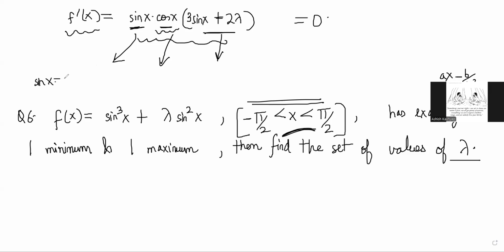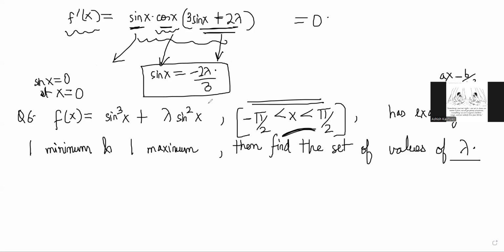Sin x could be 0 at x is equal to 0, and you could also have a 0 here when sin x is equal to minus 2 lambda by 3, right? Correct? Yes sir. Then the range of sin x is between -1 and 1, and from that the value of lambda comes.